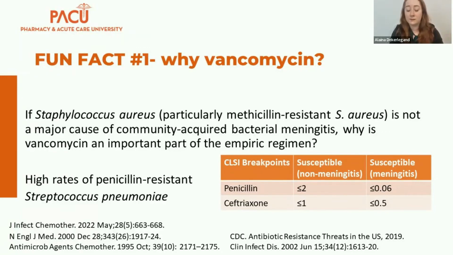And what you'll see when you look at susceptibility results for some pathogens, as it relates to penicillin and ceftriaxone, is a susceptibility for if you're treating meningitis or non-meningitis. And you need a much lower MIC if you're treating a meningitis, because you're not going to get as high of concentrations of that antibiotic into the CSF.